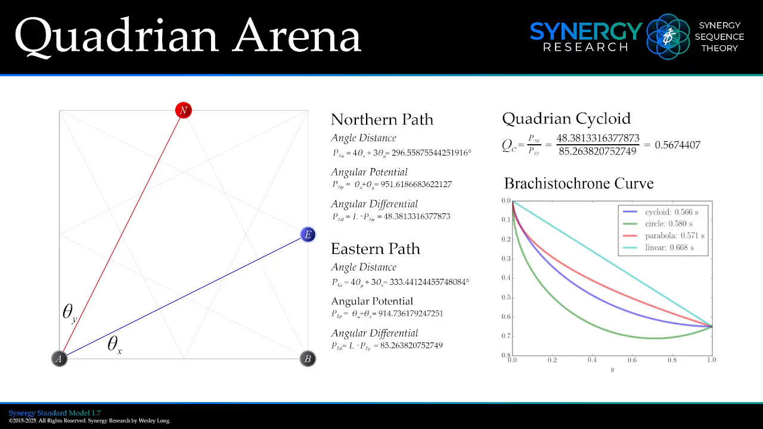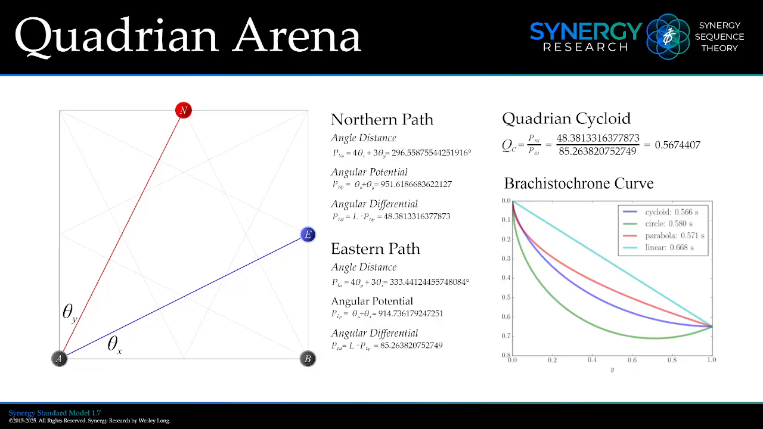The answer, surprisingly, is not a straight line, not a circle, not a parabola, but a cycloid. That curve, traced by a point on a rolling wheel, delivers the minimum time between two points. It balances acceleration and distance perfectly. And the solution is not just elegant, it's precise. The cycloid beats all other paths.